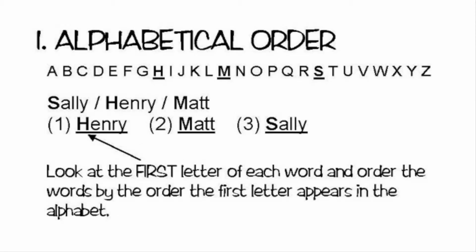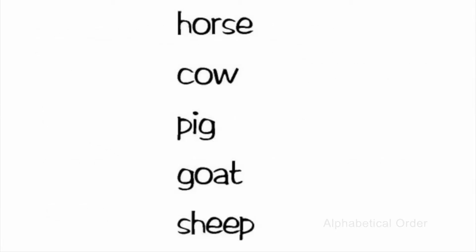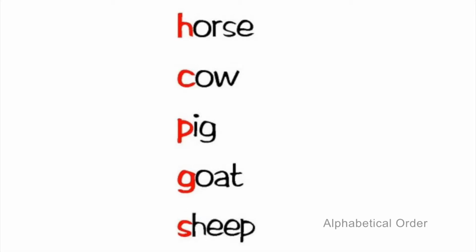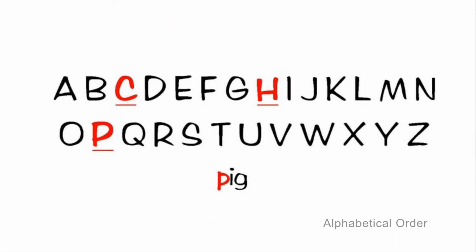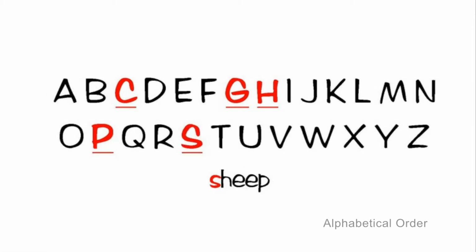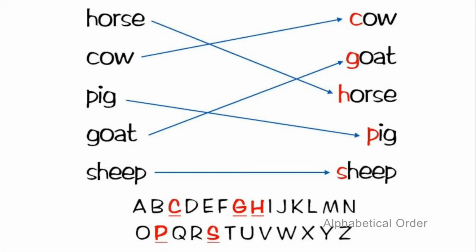Let's read below where it says, look at the first letter of each word and order the words by the order the first letter appears in the alphabet. You'll first start with a given set of words. Here we have horse, cow, pig, goat, and sheep. You want to go ahead and look at the first letter that each word begins with. So once you find the order that each of those first letters appear in the alphabet, you'll be able to list them in the correct order. So here we have cow, goat, horse, pig, and sheep.